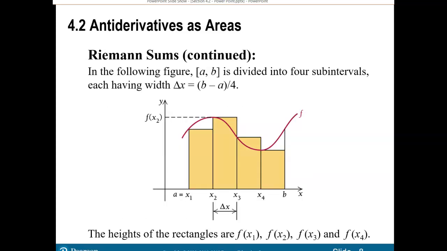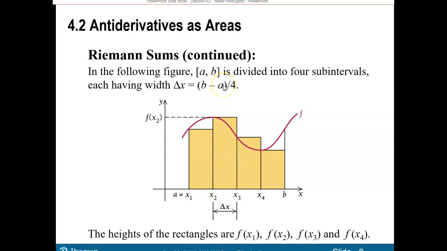All right, so here's the idea. In the following figure, the interval goes from A, the beginning right here, which they've called the same thing as x1, all the way over to B. So they've shown that interval on the x-axis, and they've chosen to divide it into 4 equal subintervals. So they've taken the distance across right here and divided it into 4 equal spaces. Right? Meaning that delta x, the triangle, that's a symbol for delta, is the width of one of those subintervals.